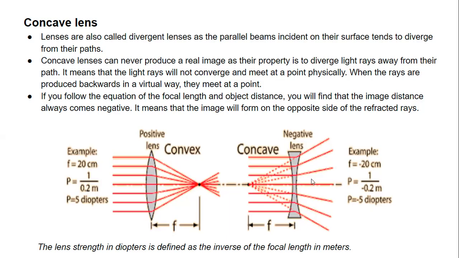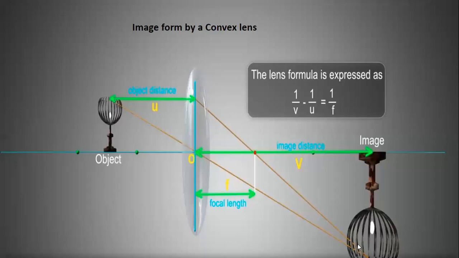Why do we have negative answer? Because the refracted rays are present on the other side of the object, but we have to redraw those refracted rays on the opposite side. The lens strength in diopter is defined as the inverse of the focal length in meters. We have discussed just earlier that the power or the strength of a lens is measured in diopters, and it is the inverse of the focal length when represented in meters.